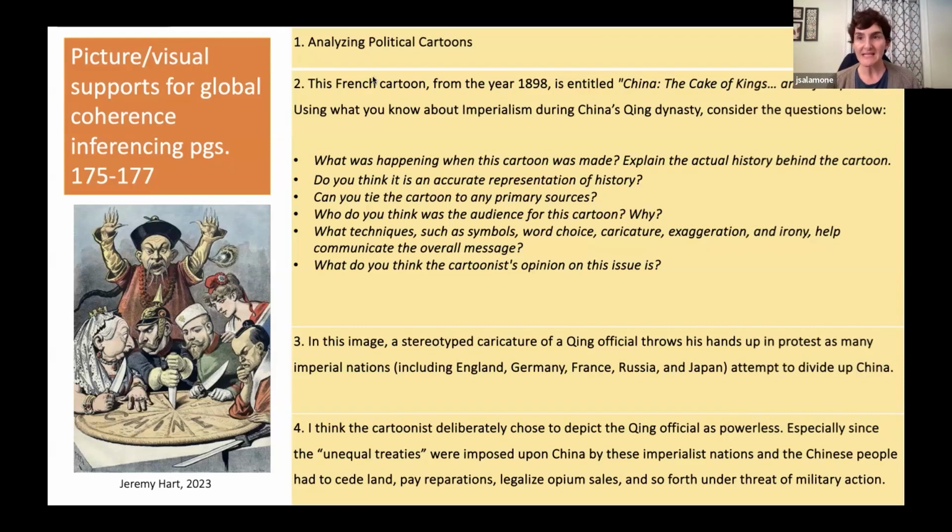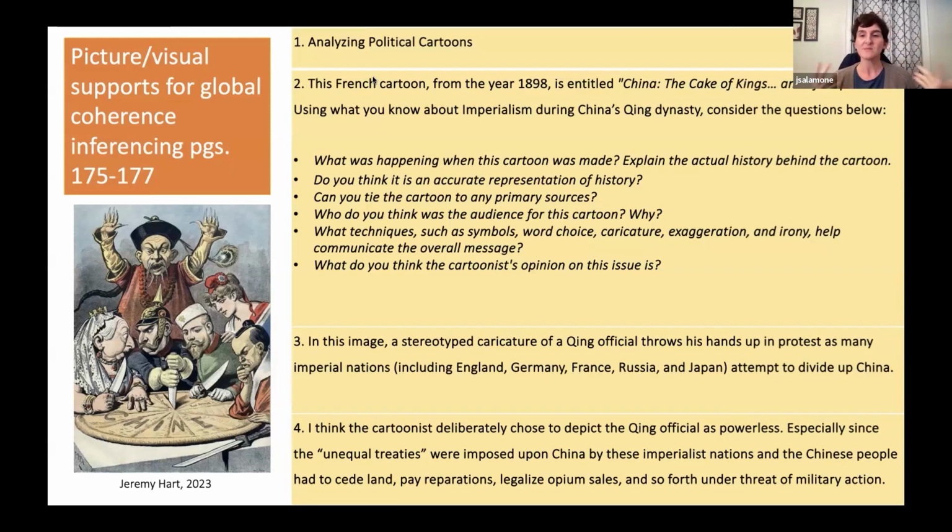So using these cues and questions, we really get the kids to think about what they're seeing: this stereotyped image of a Chinese official, and he is protesting, he's got his hands up. And along the bottom, we see all of these imperialist nations. We see Britain, we see Germany, we see France, we see Russia, we see Japan. They're all carving up China, right?